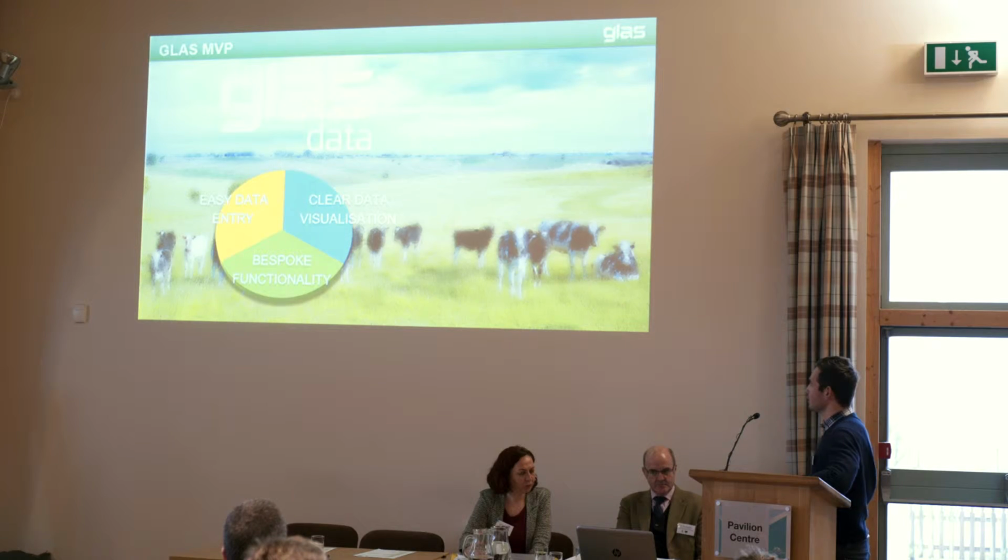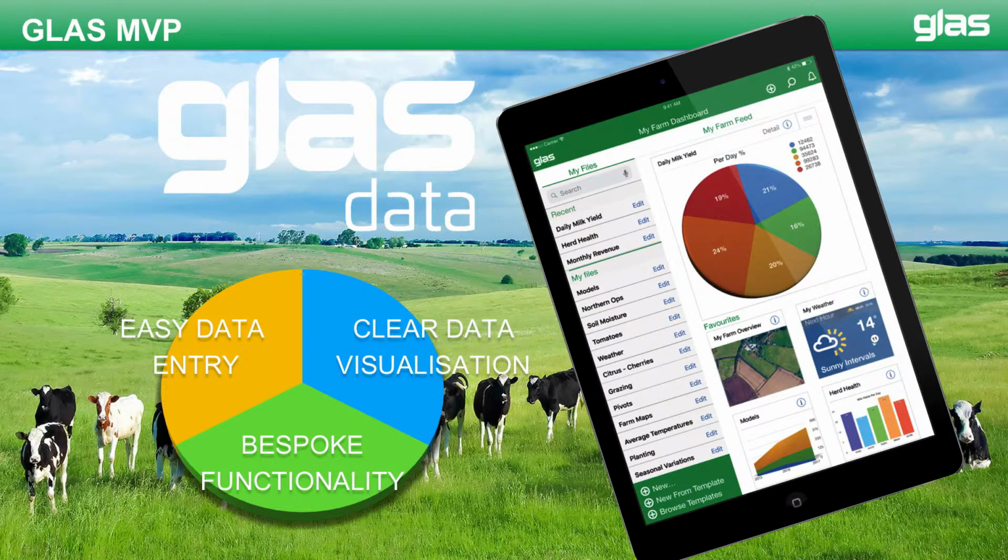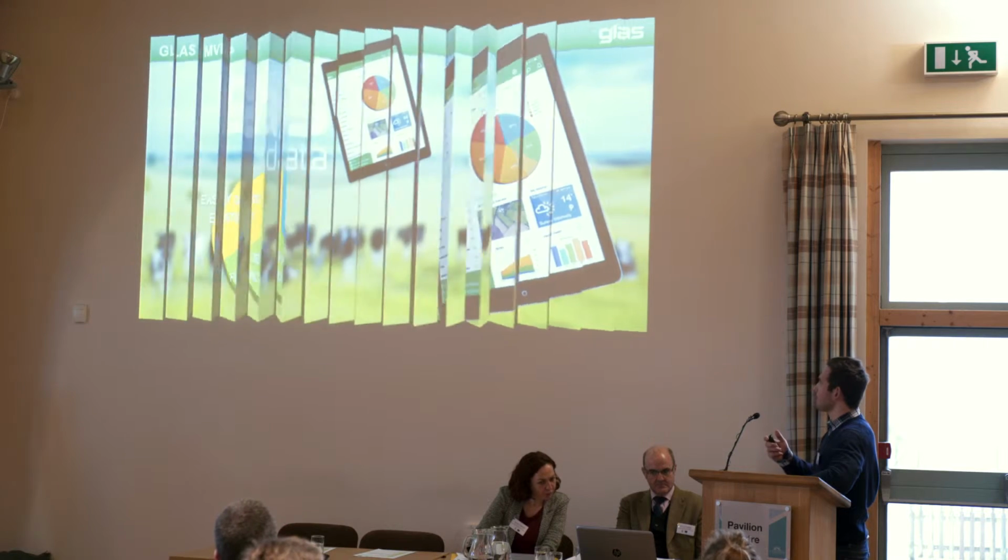So what we're creating is what we're calling our ecosystem, which is 3 key areas. We've got easy data entry, clear data visualization, and also bespoke functionality for entities which require more complexity.